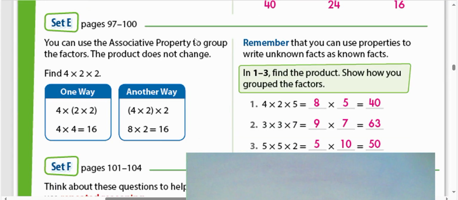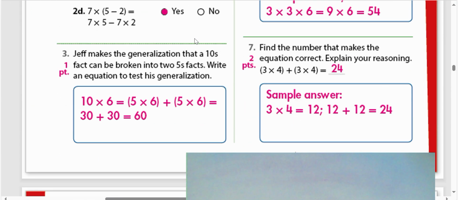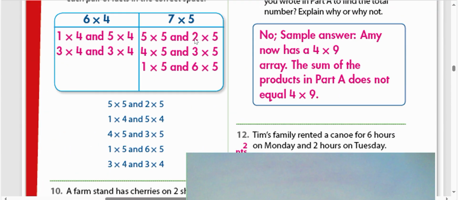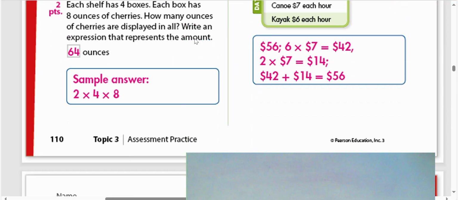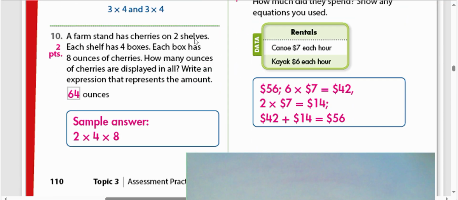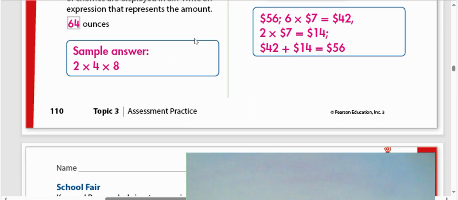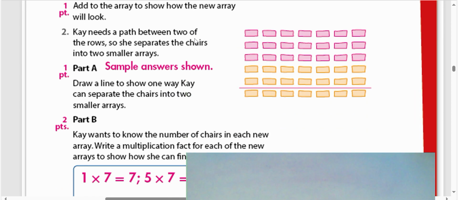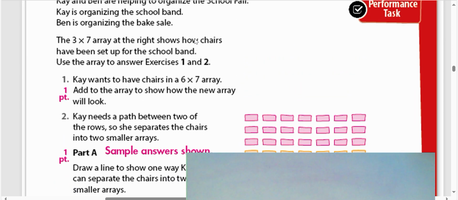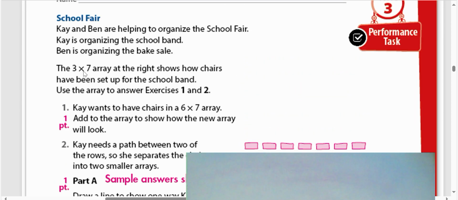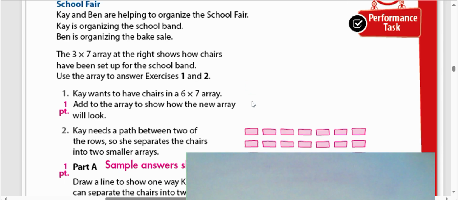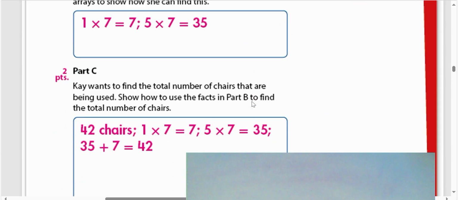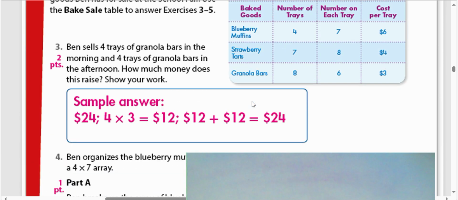Okay, you can find the result from this example. 3 times 4 equals 12 and 3 times 4 is 12. 12 plus 12 equals 24. It's like this, 3 rows. Okay, 3 rows. Since row times 4 equals 12, and also 3 times 4 equals 12. 12 plus 12 is 24.